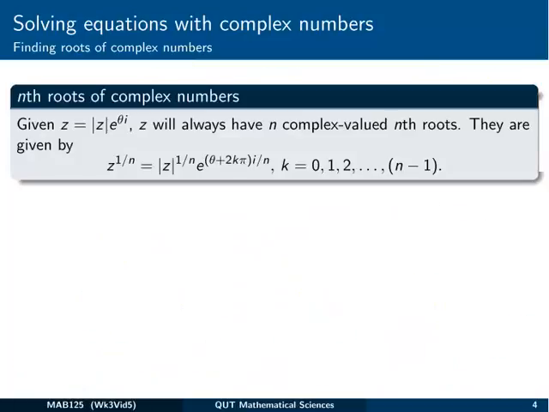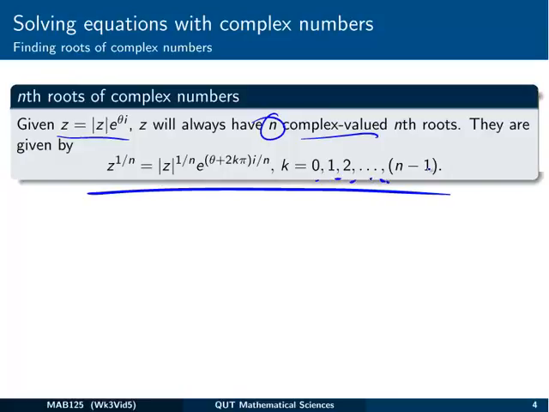And what it comes down to is basically this rule here: nth roots of complex numbers. Given our complex number in exponential form, as I said, that fundamental theorem says z always has n complex valued nth roots, and they're given by this rule right here. z to the 1 on n, or the nth root of z if you like, is always the nth root of the modulus, that real value, and then it's e to the (theta plus 2k pi) on n times i, for each of the numbers k equals 0, 1, 2, all the way up to whatever n minus 1 is for our particular problem.